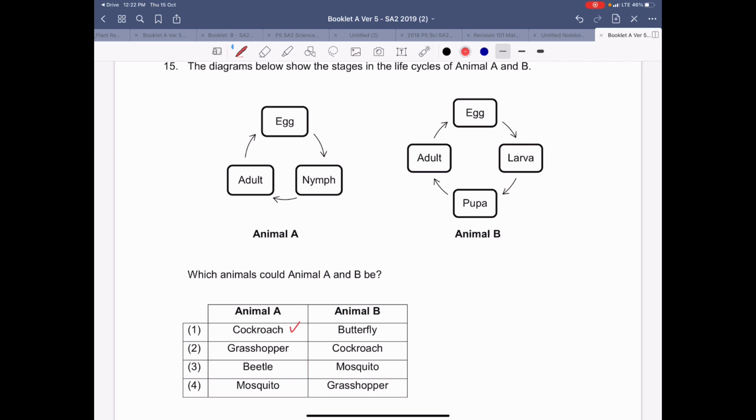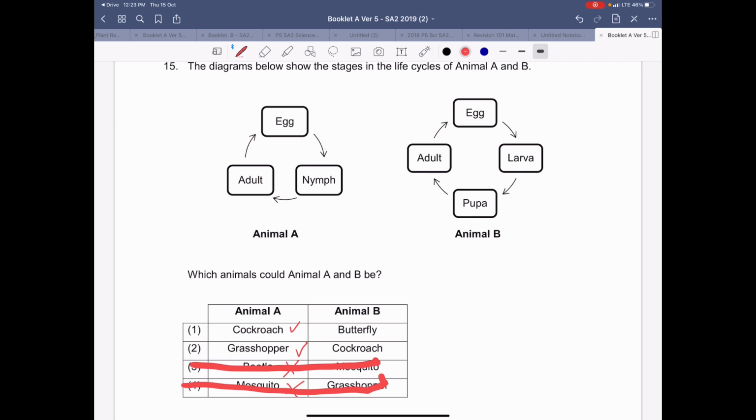What about grasshopper? How many stages? 3. It has egg, nymph, and adult. Beetle, how many stages? 4. Beetle has 4 stages. It has an additional pupa stage and a larva stage. So therefore, beetle is wrong. Straight away we eliminate. Mosquito, how many stages? 4. Animal A, how many stages? 3. So therefore, wrong. Straight away cross out. So this leaves me with only 2 options.